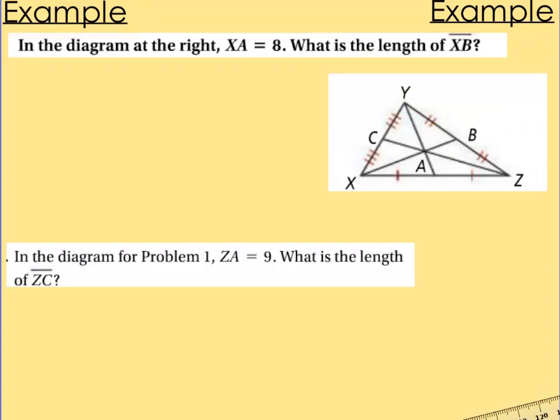All right, pause for an example. All right, let's try this. In the diagram on the right, XA equals 8. What is the length of XB? So XA right here is 8. I'm going to write an 8. XB is this whole thing.